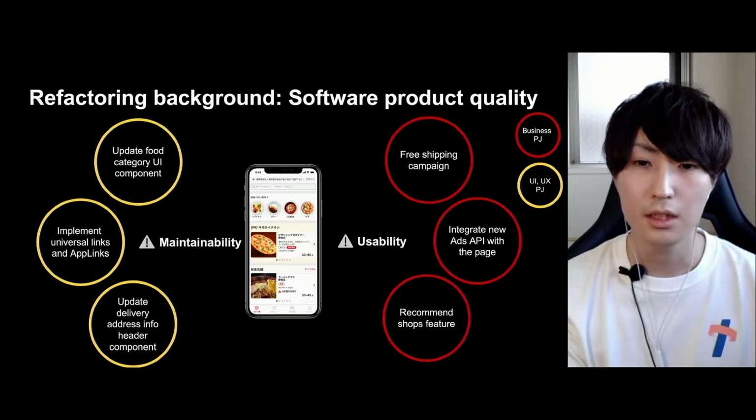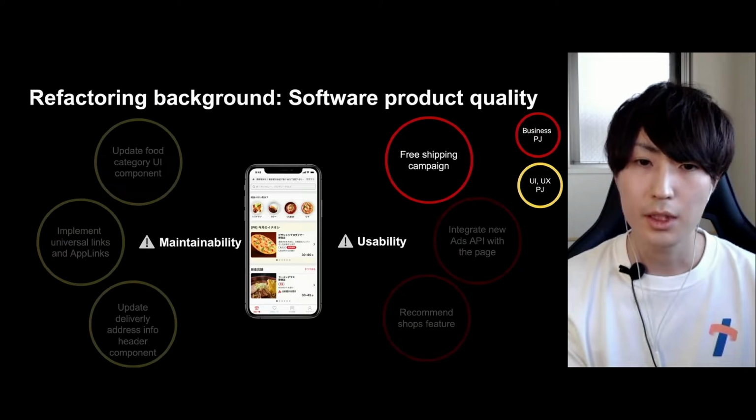So, maintainability and usability problems existed, but we managed to work on various projects to satisfy our users. For example, there was a free shipping campaign that was implemented for Tokyo and 3 prefectures. We have conducted this campaign twice so far. Each time, we had to modify the display logic of the free shipping label.